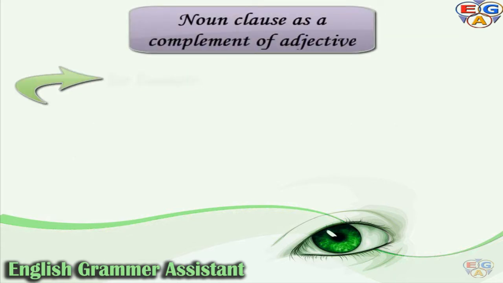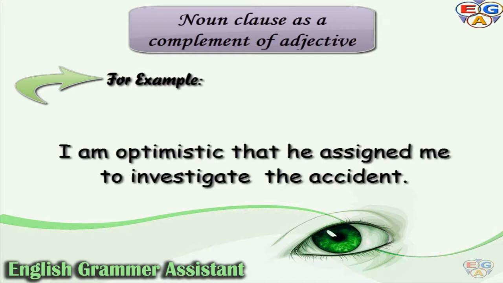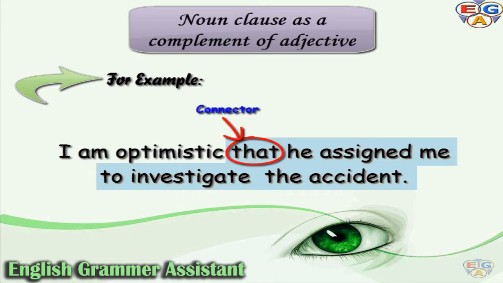The noun clause as a complement of adjective. For example, I am optimistic that he assigned me to investigate the accident. That he assigned me to investigate the accident here is the noun clause. It acts as a complement of the adjective optimistic. The connector of this noun clause is that.